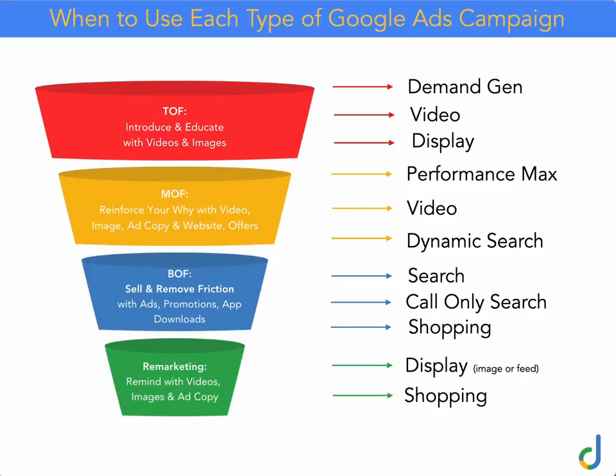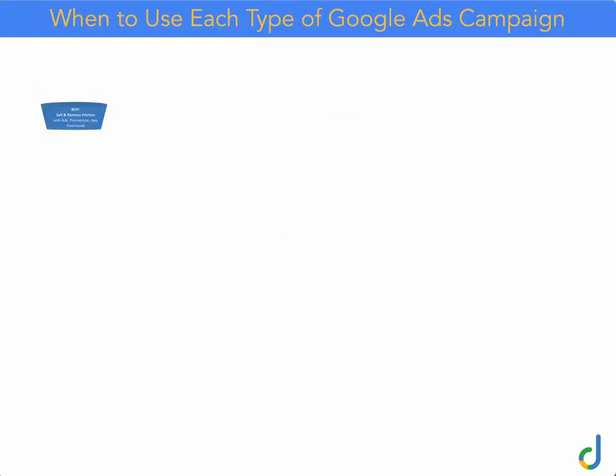The same too with shopping. The reason why we put shopping down in your remarketing campaign as well is because you can set that to target audiences who have already seen your products or even people who are halfway through the cart process. So you can set up very particular audiences for those campaigns. All right, let's start now with the bottom of the funnel.